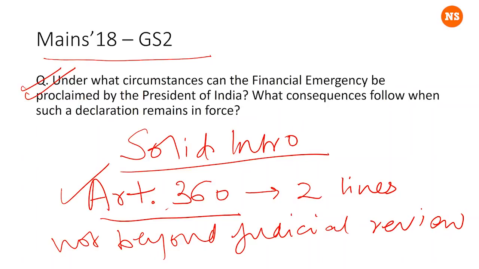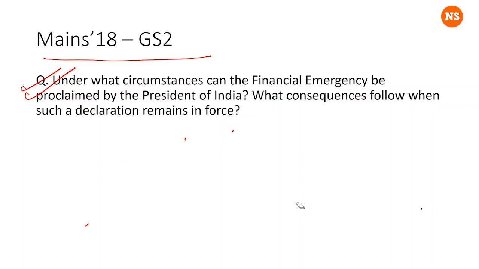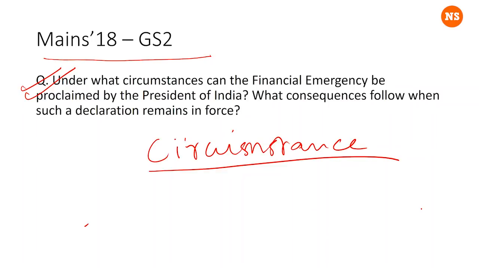Now, when the introduction is done, let's talk about what is being explicitly asked in the question. The question talks about, under what circumstances can financial emergency be proclaimed? So make one heading, make your answer very visible to the examiner. Just write, circumstances under which financial emergency can be proclaimed. That would become your heading. And then write the answer. It's very straightforward: if the President is satisfied that a situation has arisen due to which the financial stability or credit of India or any part of its territory is threatened, financial emergency can be proclaimed.